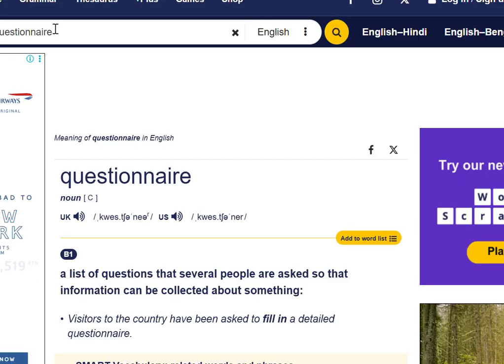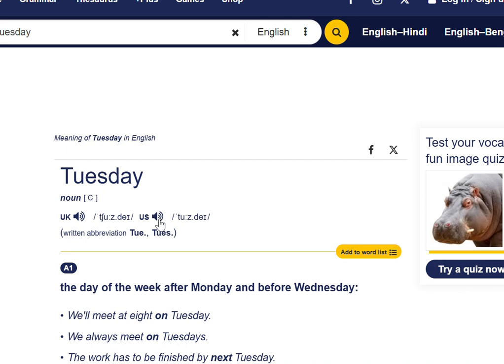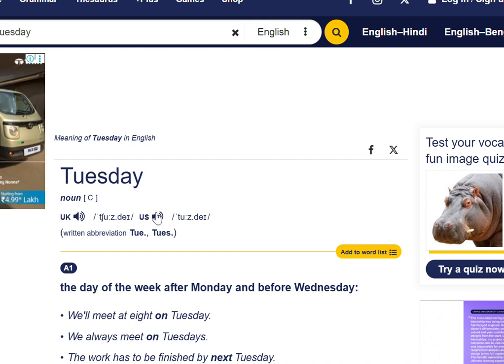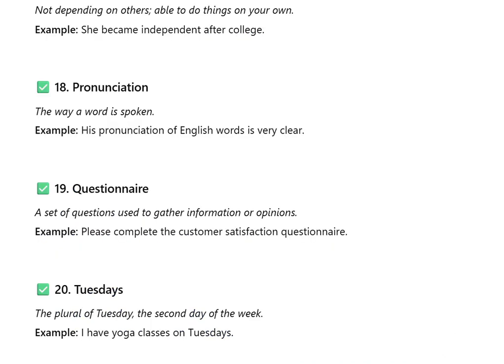And the last and final word is this is a day in a week, right? Tuesday. And in here it's the day of the week after Monday and before Wednesday. So yeah, it's Tuesday. Okay, make sure you get the pronunciation correctly. Tuesday. And in here the plural of Tuesday is Tuesdays.